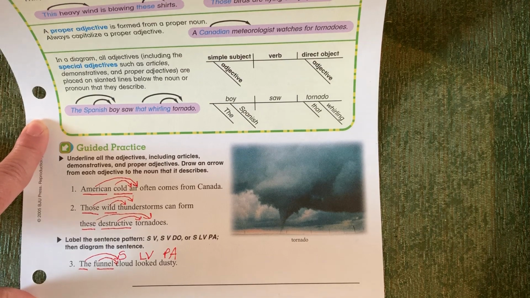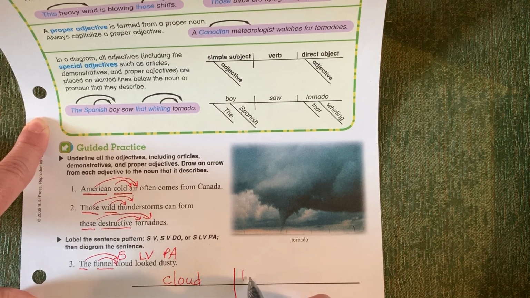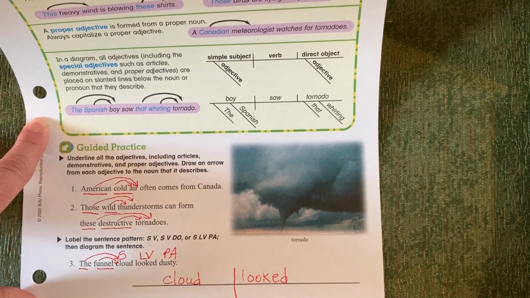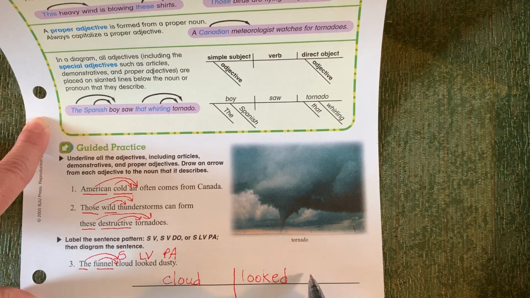Okay, now we're ready to diagram the sentence. So we draw the vertical line down the middle. The subject goes on the left. So we're going to put cloud on the left-hand side. The verb goes on the right. We'll put looked on the right. And then we have a predicate adjective, dusty. So we have to draw a slanted line and write dusty after that.